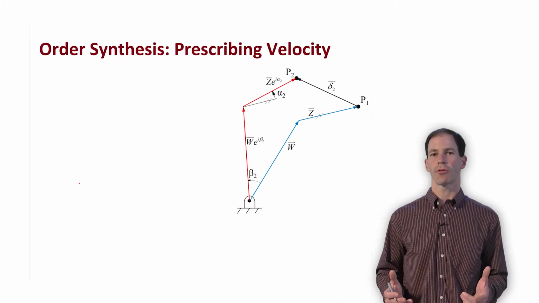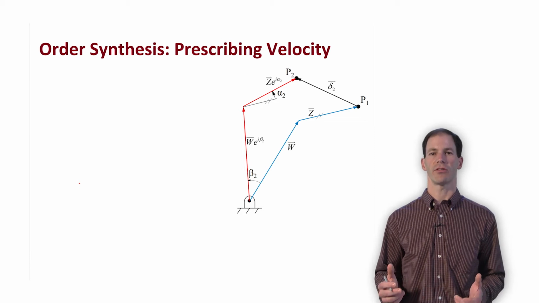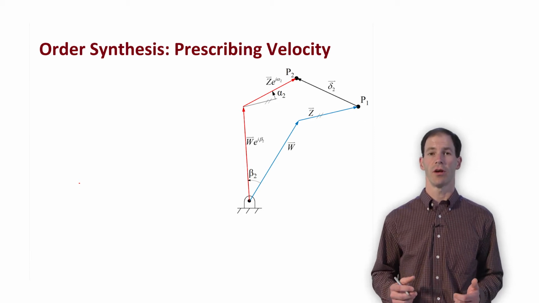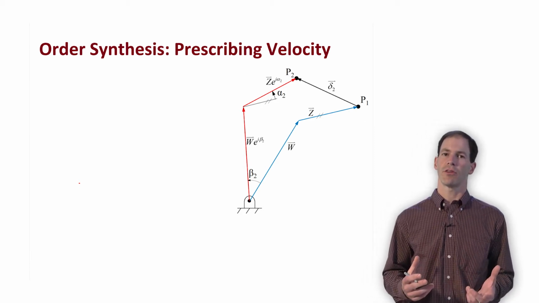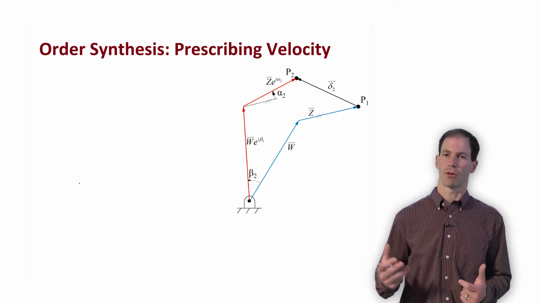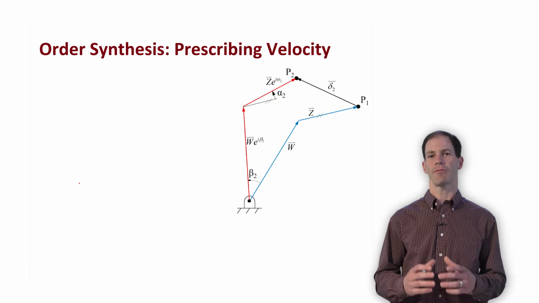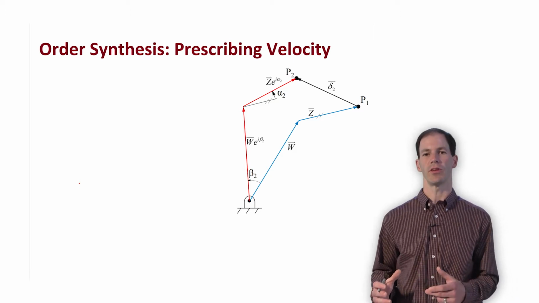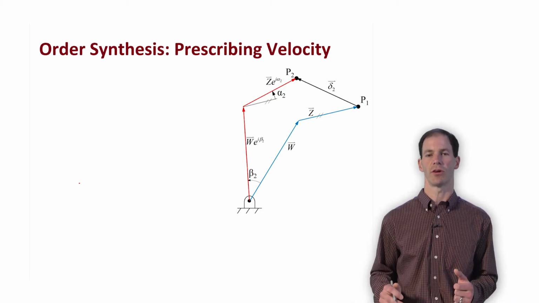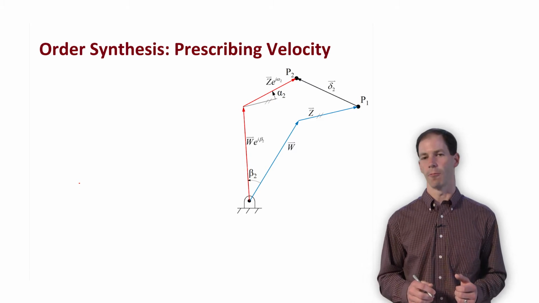So we're going to be now working through an example of prescribing velocity at one of our precision positions. So this is an example of order synthesis. We could also look at acceleration or jerk, but we're going to start off with just velocity. I have here half of a 4-bar mechanism. That would be the W and the Z vector. I could then have a W star and a Z star. And this is taking me up to precision point 1.